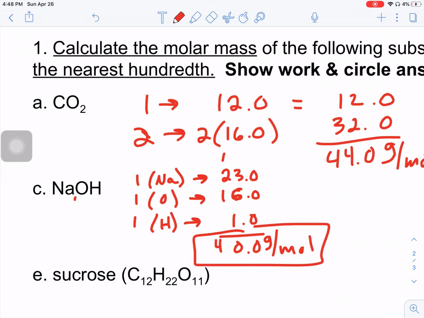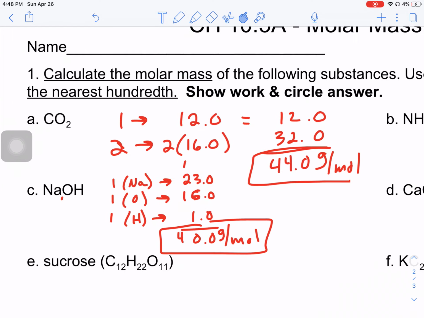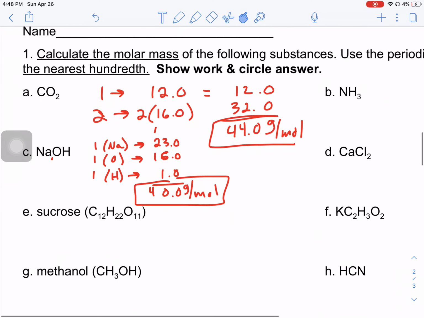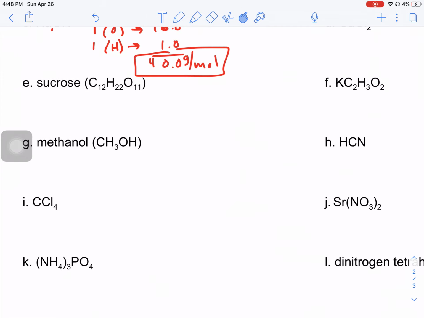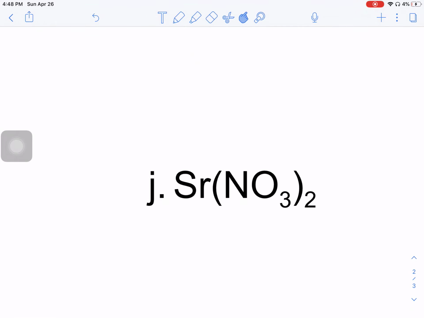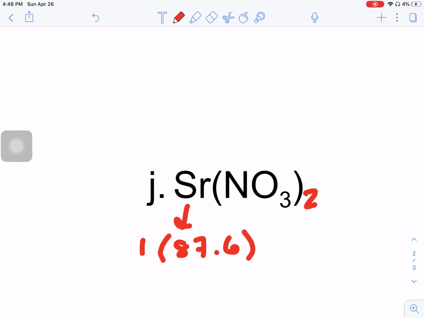All right, so 40 grams per mole for sodium hydroxide, 44 grams per mole for carbon dioxide. Let's do one with parentheses. So strontium nitrate. If I find strontium on the periodic table, it is atomic number 38, and there's one strontium atom. So one strontium is 87.6. Now, we have a 2 outside the parentheses, so we're going to distribute the 2.